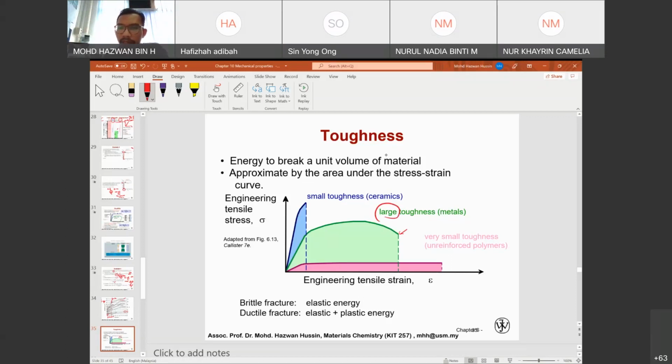And finally, if you have unreinforced polymer, so a very slow elastic, and then after that plastic, and then after that maintain. So this is very small toughness. So it's not as tough as compared to. Okay, so brittle fracture normally indicating elastic energy, and ductile fracture actually indicates the combination between plastic and also elastic energy.